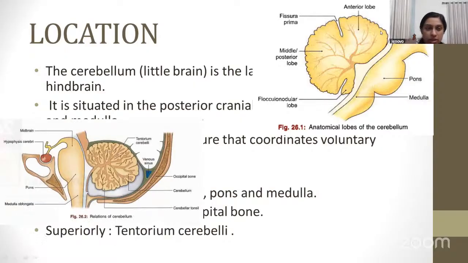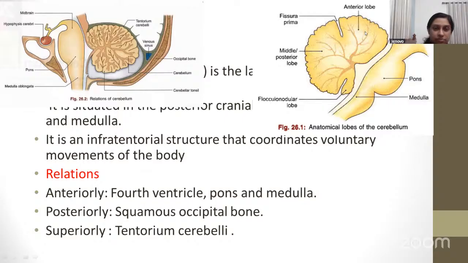Okay. Here's another picture. So, this is the posterior part and this is the anterior part. Anteriorly, we can see the pons and medulla. And above, we can see the tentorium cerebelli. Okay. And superiorly also, we can see the tentorium cerebelli. And posteriorly, we can see the squamous part of the occipital bone.